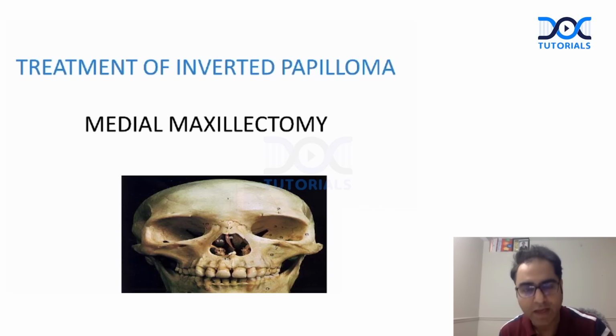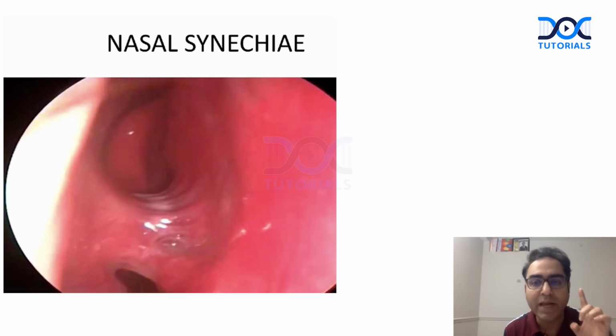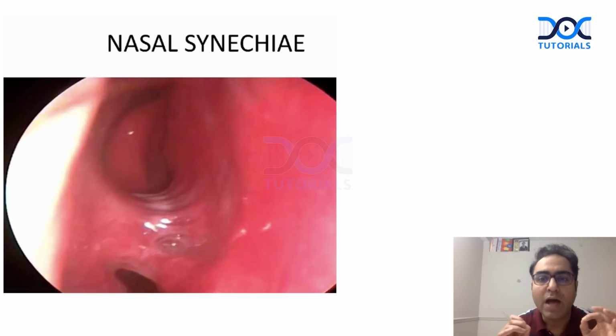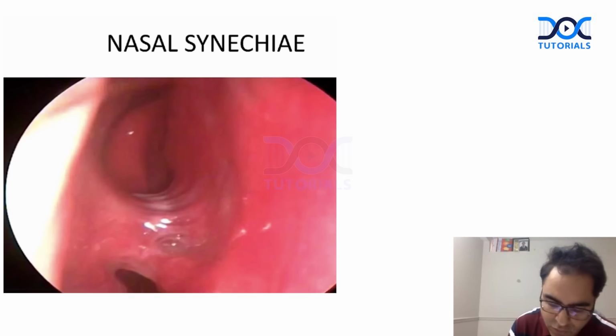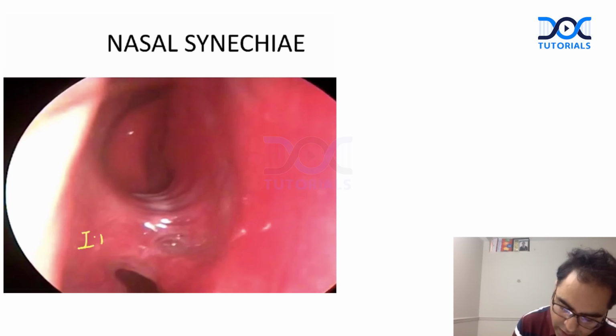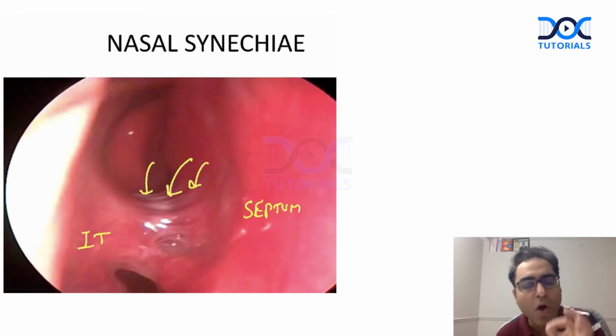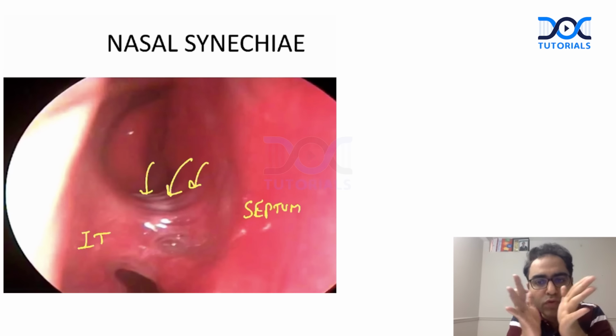Now, synechiae. The most common long-term complication of nasal surgery is synechiae formation of the nose, or adhesion formation. My dear friends, you can see in the picture, this is your inferior turbinate, this is your septum, and this is the synechiae. So the most common long-term complication of any nasal surgery is synechiae or adhesion formation, because raw areas fuse with each other.